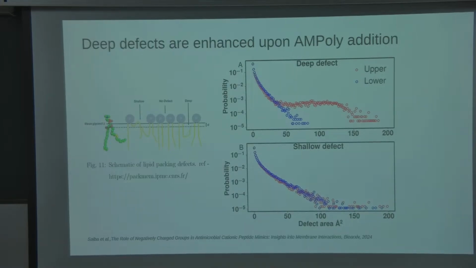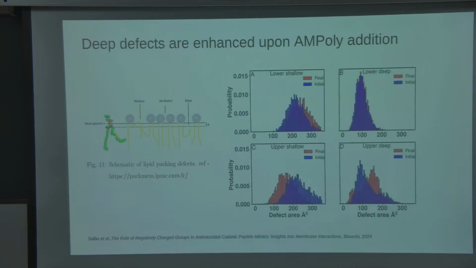What we can say from this is that upon addition of the polymer, the total defect area of the deep defects goes up. We also see that the number of deep defects goes up, as well as the average area of these deep defects. These are the distributions of these defects. We see that the addition of the polymers changes the defects in the upper layer where the polymer sits, and the total defect area distribution shifts to the right. So you see more larger deep defects.